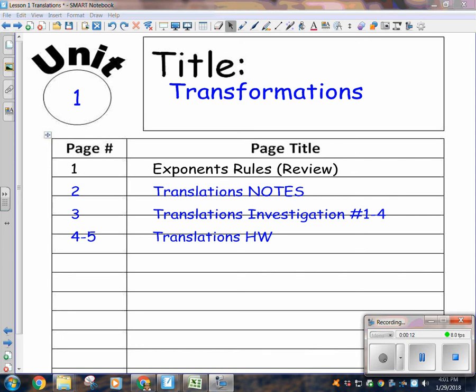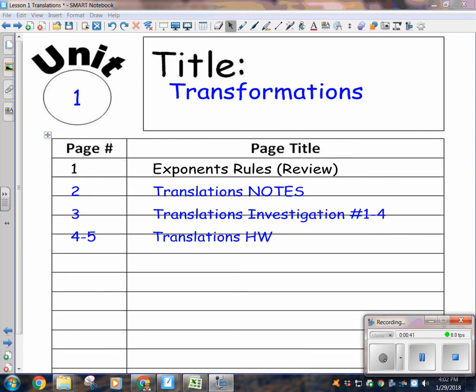We did have an exponents review. That was the exponent rules that we did like the first day and into the second day of class. We're going to call that page 1, and then we're going to add translation notes, page 2. We're going to do some investigations, which are 2 on one side, 2 on the other. And then we're going to have a couple pages that go together, 4 and 5, for translations homework. So if you want to take a minute to fill that in, if you don't already have it.